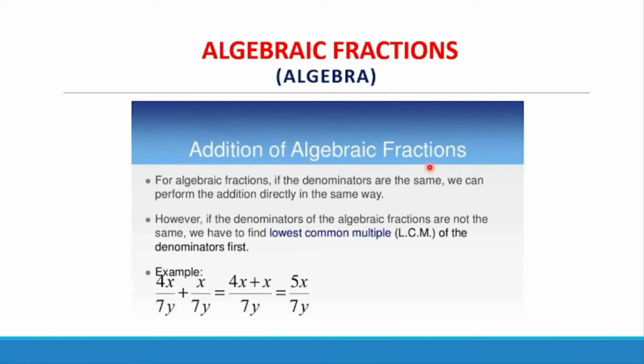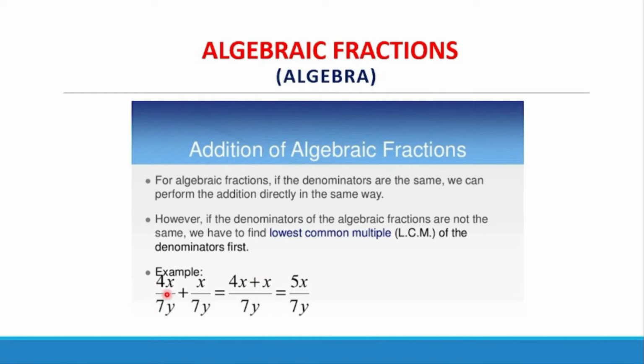For addition of algebraic fractions, if the denominators are the same, we can perform the addition directly in the same way. However, if the denominators are not the same, we have to find the lowest common multiple, or LCM, of the denominators first.